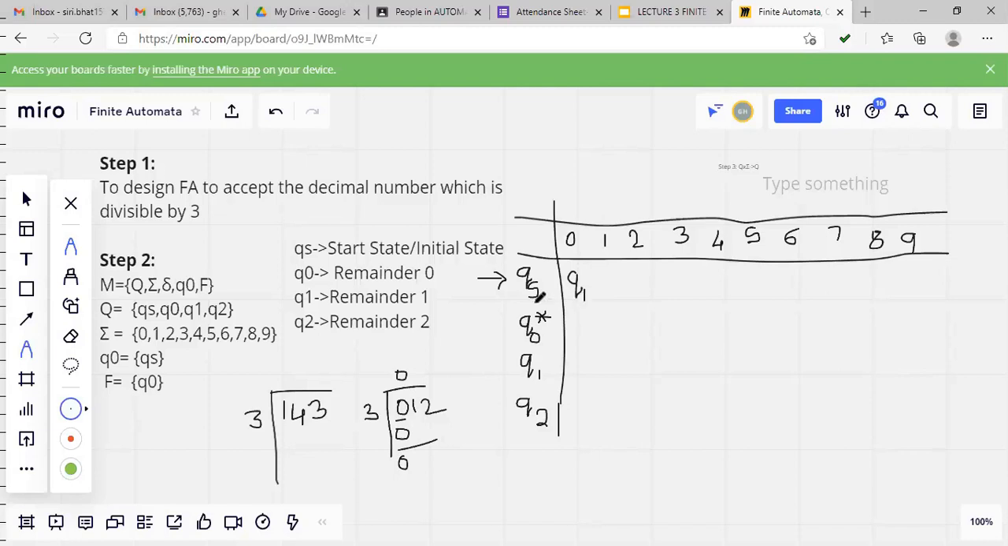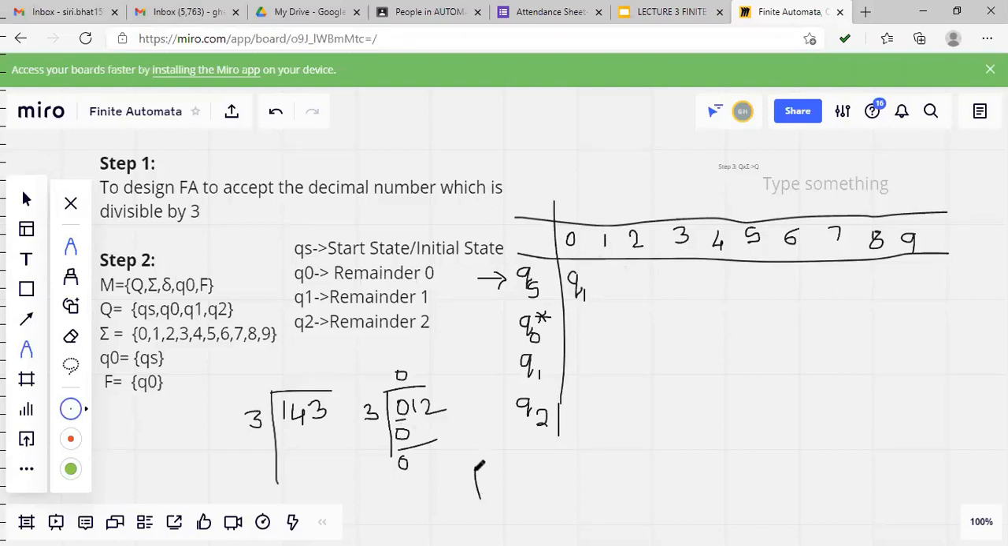Now I am in the start state. See how students are filling. I am in the start state and I read a 1. I'll map QS with 0 and write the next state. I'll map QS with 1 and write the next state. Map QS with 2 and write the next state. QS with 3, write the state. QS with 4, write the state. QS with 5, write the state. Okay, so QS with 1.